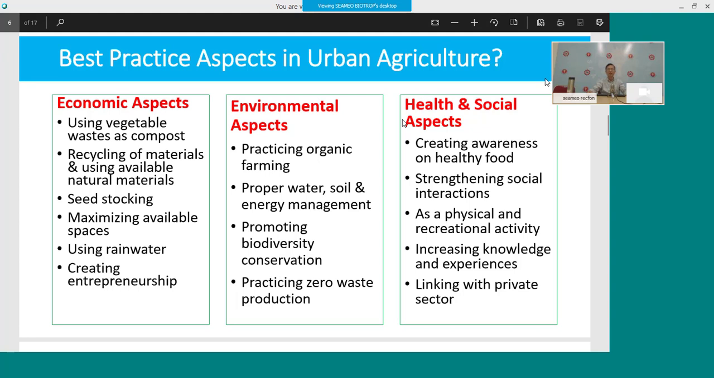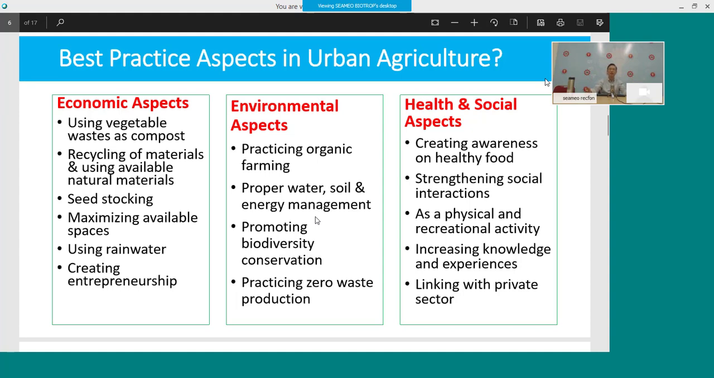Again, environmental aspects I have mentioned earlier on, like whether you practice organic farming, whether you know some technologies on how to properly manage the soil, the water, and the energy that you have in your school, and promoting biodiversity conservation. And now this is a very common practice of zero waste production. We are now talking about the green, recycling everything. Everything is not wasted. No waste production from planting until harvesting. You use everything, and nothing is gone to waste.